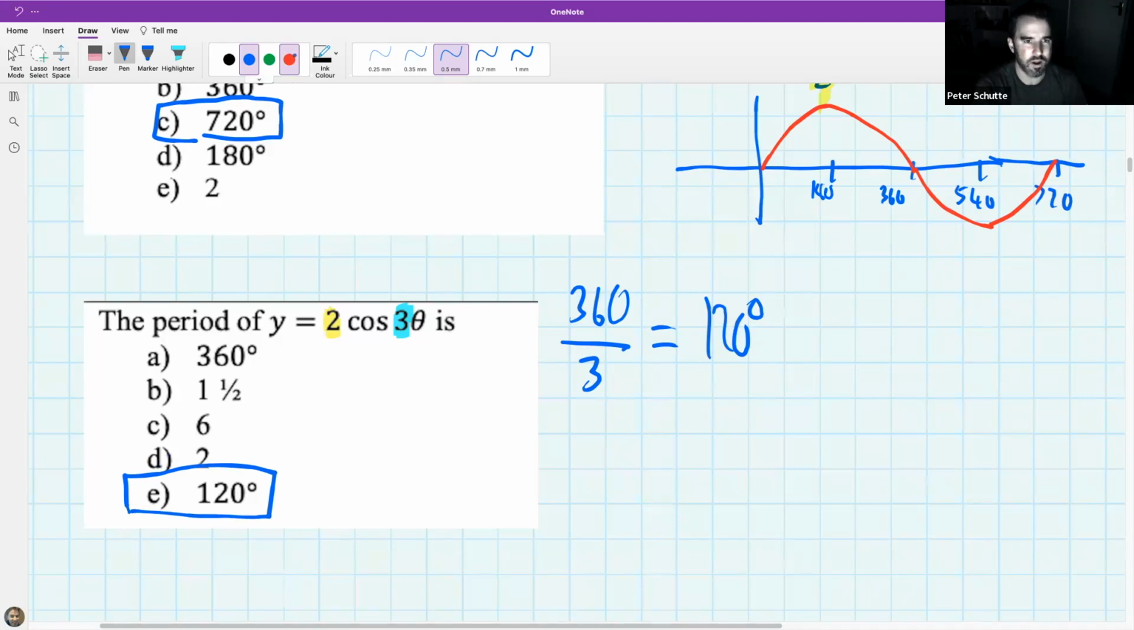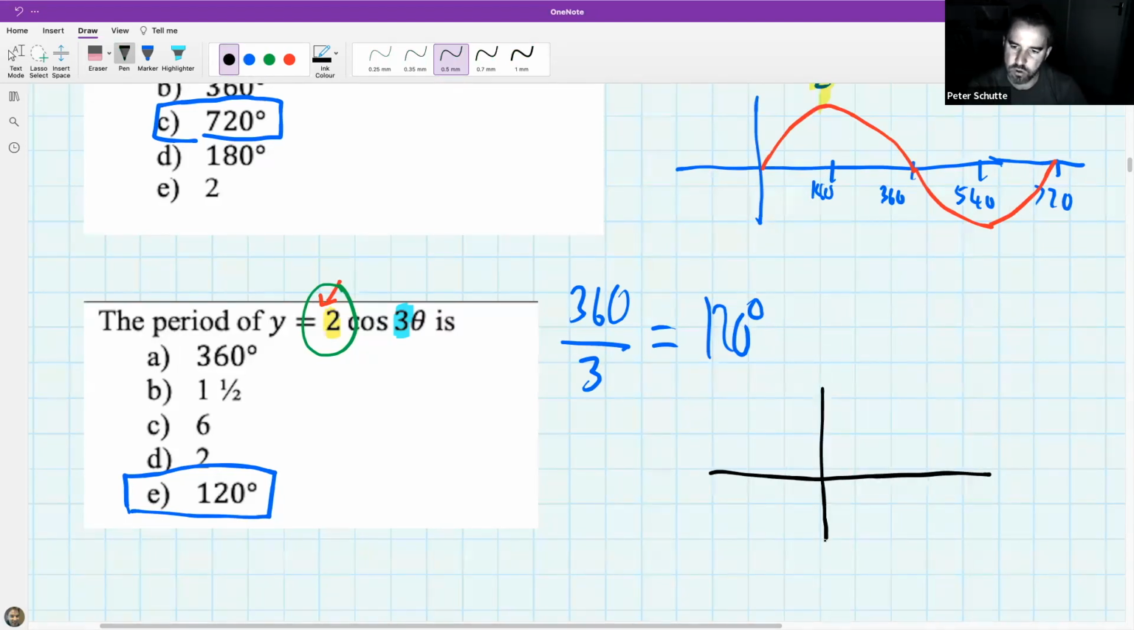Just out of curiosity, what is the 2 over here doing to the graph? So the 3 is changing the period. What is the 2 doing to the graph for bonus points? Yeah, it changes the amplitude, or it stretches the graph vertically. So if this started out as a normal cos graph, it would only go between 1 and -1, but because of that 2, it's going to go between 2 and -2. And then, yeah, so that is good. And I think you all get that, so that's fine.